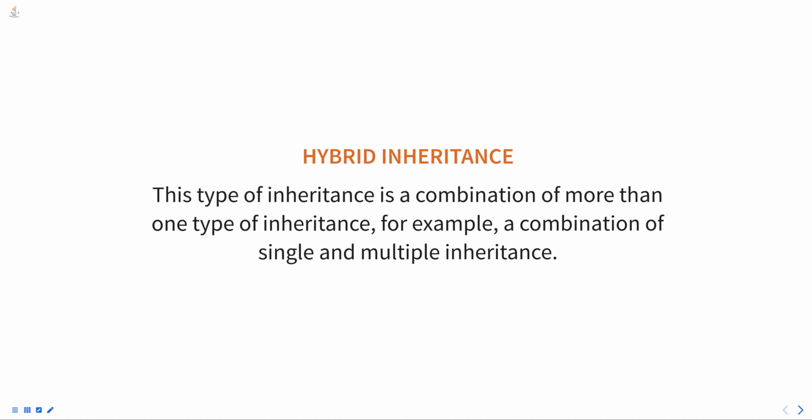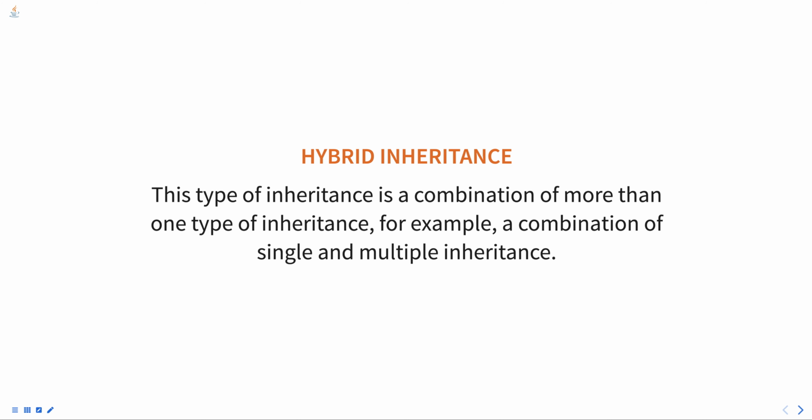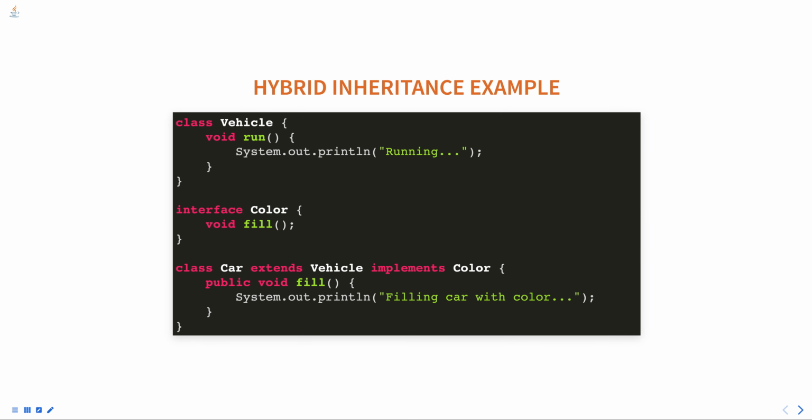Hybrid inheritance. This type of inheritance is a combination of more than one type of inheritance. For example, a combination of single and multiple inheritance. In this example, the class car inherits from the class vehicle and implements the color interface and can access the run method of the superclass and the fill method of the interface.